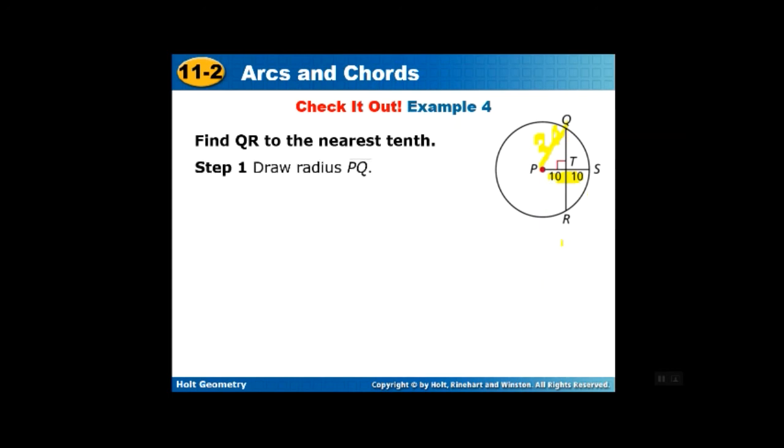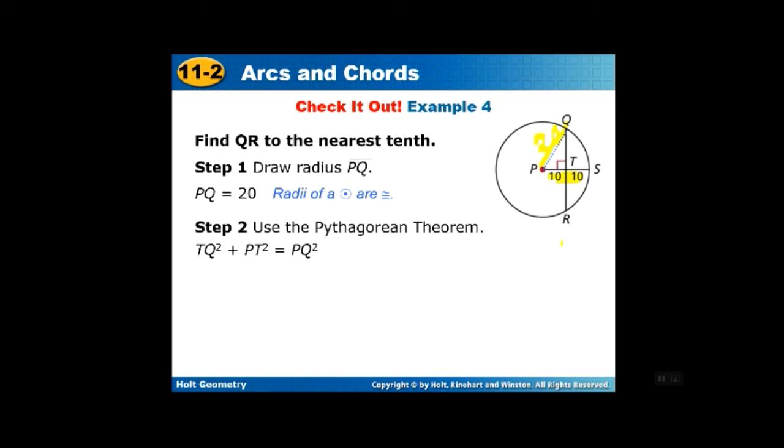Okay, let's apply the steps here. Draw radius PQ. Then PQ is equal to 20 since it is the radius of the circle. Step 2, use the Pythagorean theorem as we said in order to get it. Or here we can use, if you remember, the special right triangle. I think you know that the answer will be 10 radical 3. Let's see. Now apply Pythagorean.